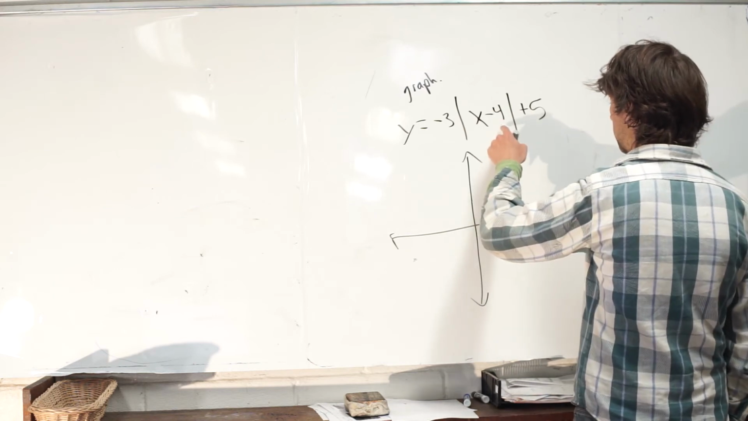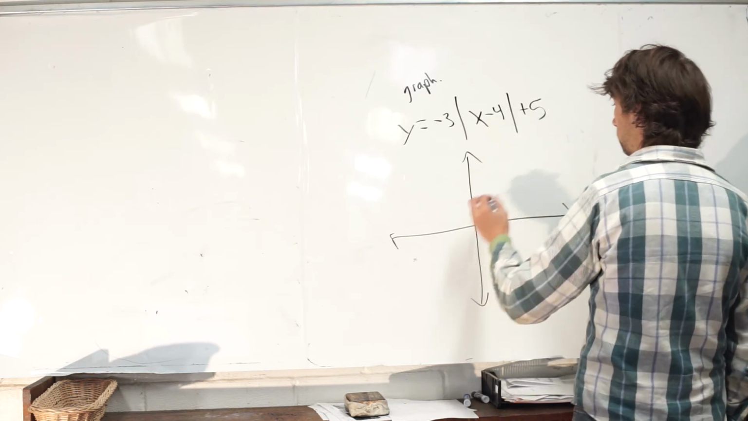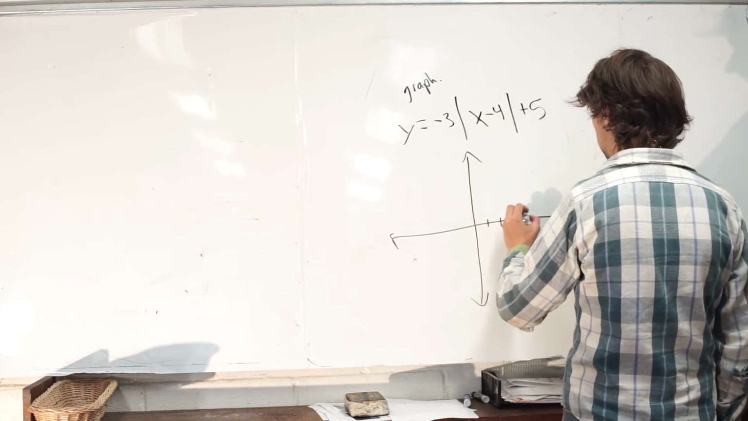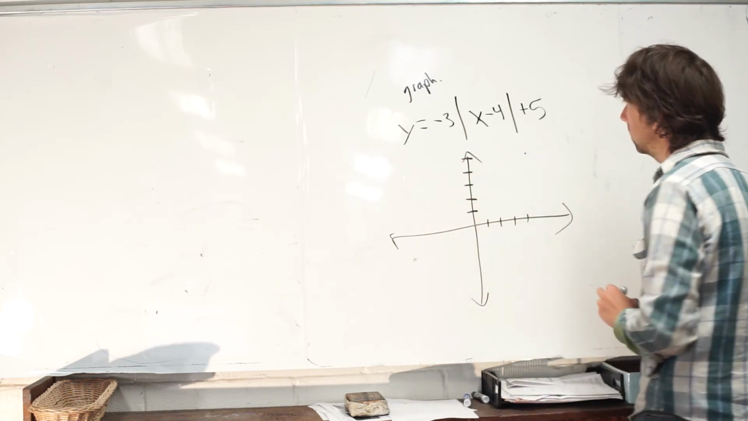So we're going to go right 4. Remember, this is sort of inverted. Negatives make it go to the right. And up 5. So 1, 2, 3, 4. 1, 2, 3, 4, 5. And there is my vertex.